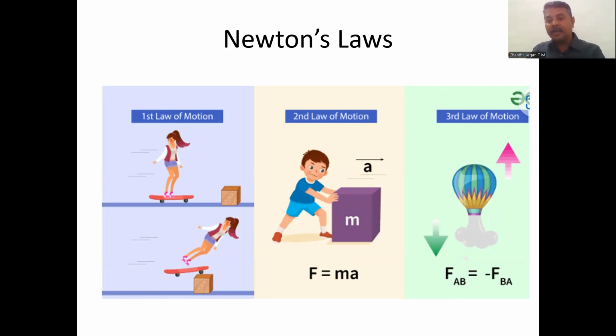And about the third law, for every action we have an equal and opposite reaction. That's why, if the force applied is the green arrow, representing force AB, and we consider the force of the pink arrow, represented by force BA, Newton's third law says F is equal to minus F, or FAB is equal to minus FBA.